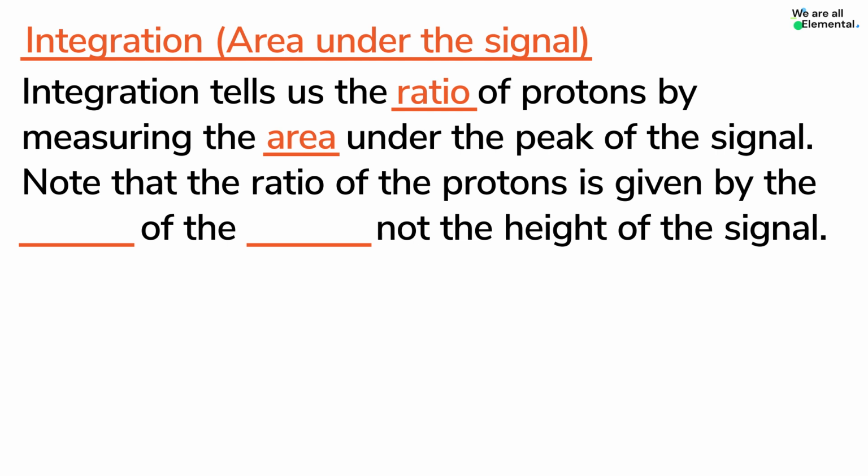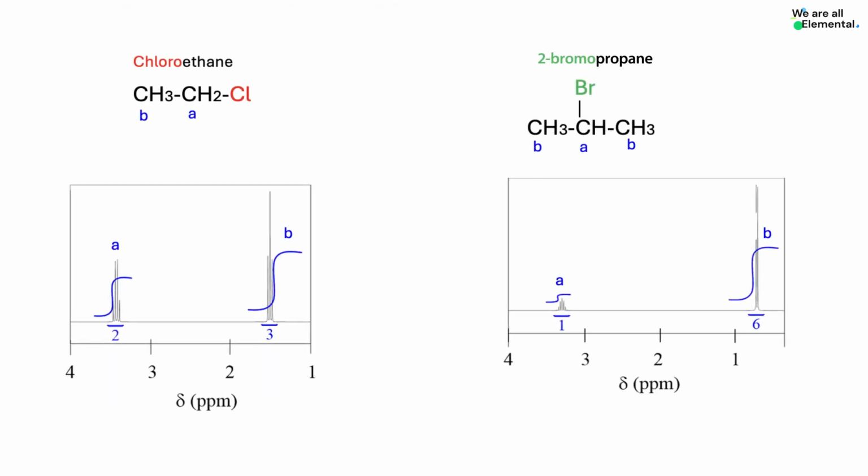Note that the ratio of the protons is given by the height of the integral, not the height of the signal. Also note that it's the computer that generates the height of the integral. So here you can see the integral signs. For a molecule like chloroethane, carbon B has 3 protons, carbon A has 2 protons. And you can see that integral B is 1.5 times higher than integral A. This indicates that the ratio of protons is 3:2.